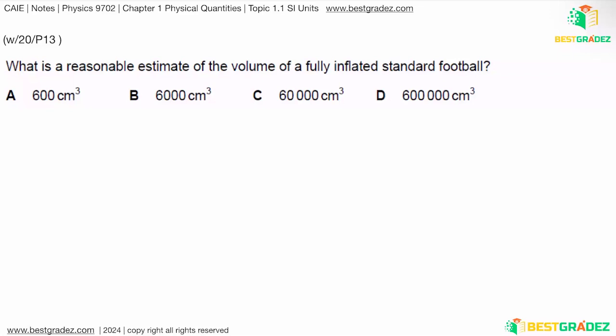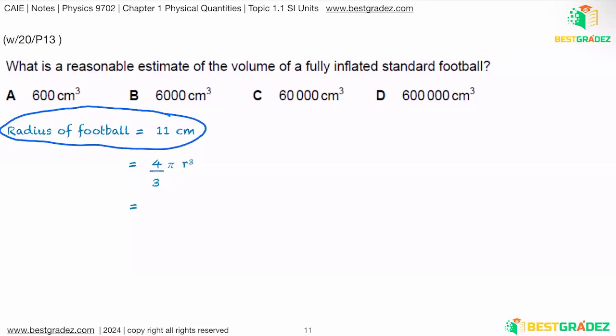Any ideas, or should we discuss? I think this one is kind of way too complicated. The simple thing here is that a standard football refers to a sphere. First we need to know the formula for a sphere, that is 4/3 pi r cube. The radius of football, you have to keep in mind. During your exam you might have the geometry box on you, so you might need to visualize a football and see how much radius it's going to have approximately.